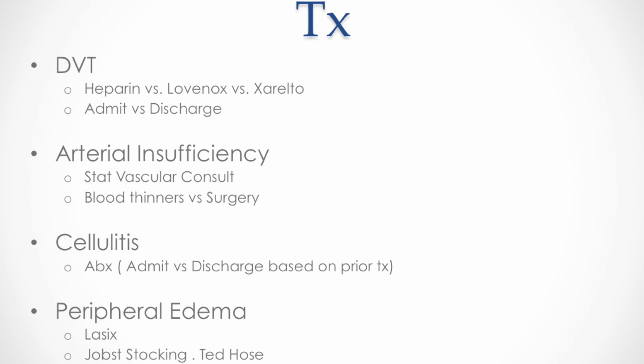Peripheral edema is mainly a diagnosis of exclusion. In these cases, we're dealing with getting the fluid off of the patient to make them comfortable, for which Lasix or furosemide is the main diuretic. We also use Unna boots, stockings, or TED hose to compress down the area.